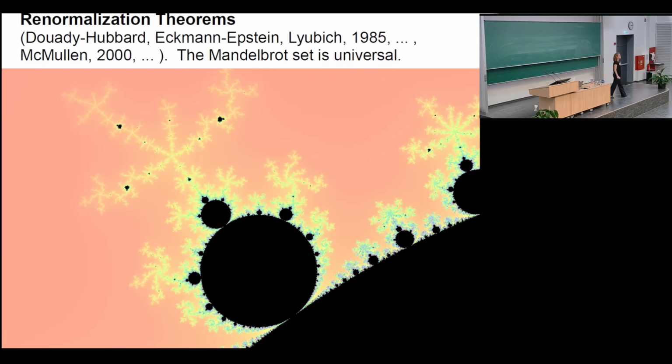So this was the idea that explains the little copies of the Mandelbrot set. Why do we see little Mandelbrots everywhere dense in the boundary of the Mandelbrot set? It's what we call a renormalization theory.